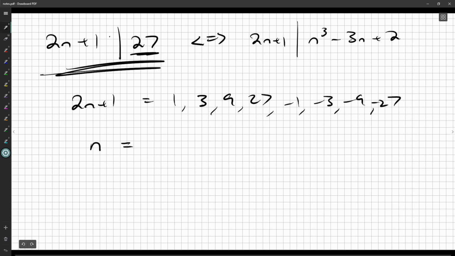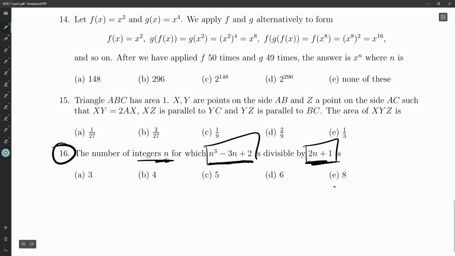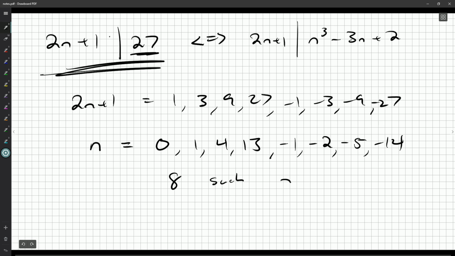We can actually work them all out: 0, 1, 4, 13, -1, -2, -5, -14. And so there's 8 such values of n. Is 8 one of the possibilities? Yeah, there it is right on the end. So there's E, and that finishes off our 2010 Part 1.